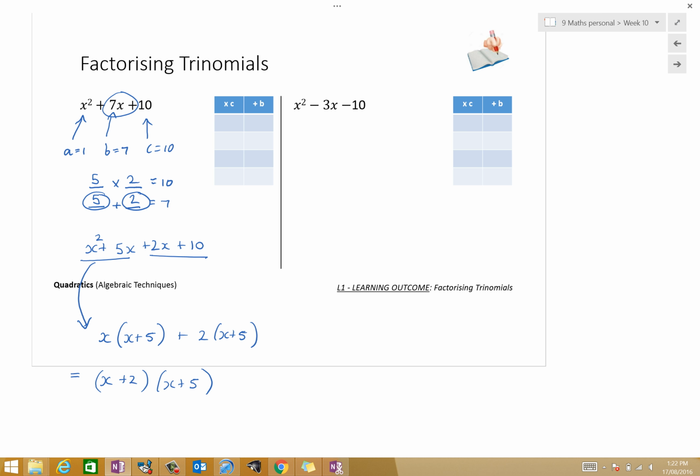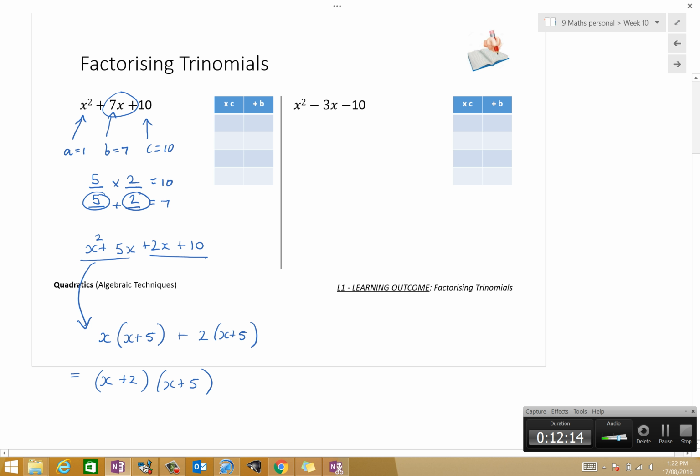Now let's have a look at this one. We've been through a few examples of grouping. This time, let's try and talk through this one. We need two numbers which multiply to give what? 10. This next one. Minus 10. So we need two numbers which multiply to give minus 10. And those same two numbers must add to give what? Negative 3. Yes. Okay.